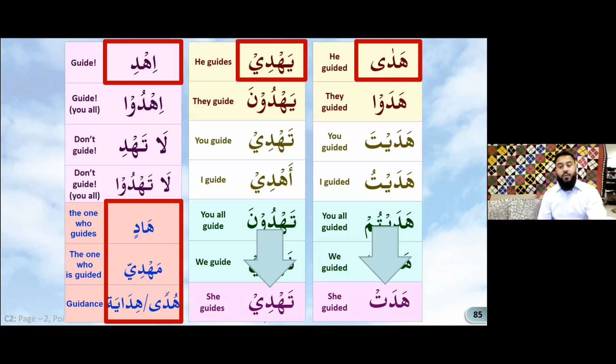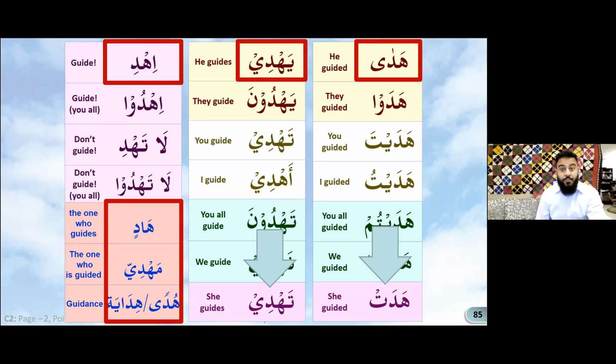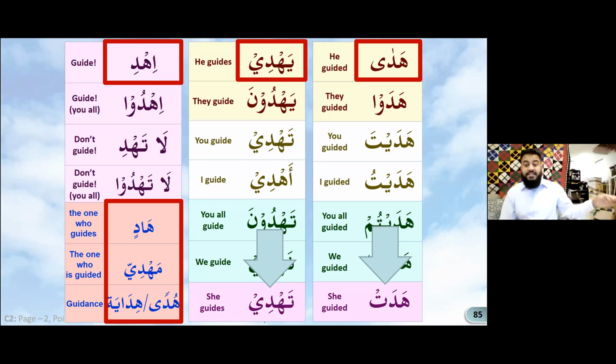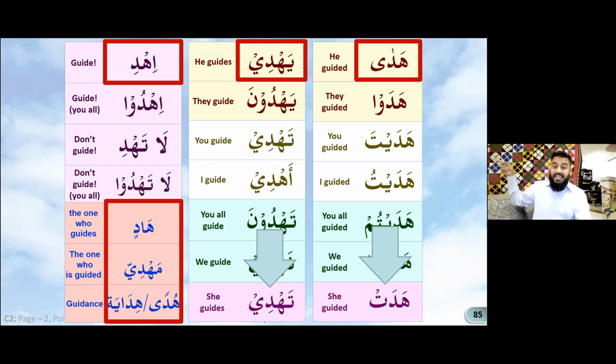Alhamdulillah. So one thing that we'll add in here is the feminine form, as you'll see in the bright purple at the bottom. So we have hada, he guided. And the feminine form is hadat. Sorry, she guided. Hada, he guided. Hadat, she guided.